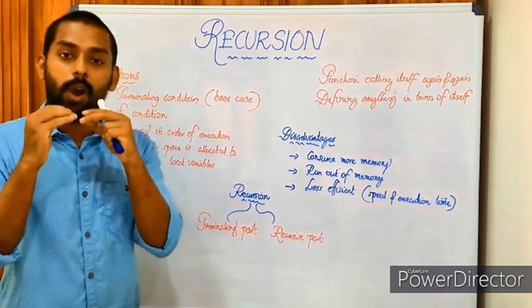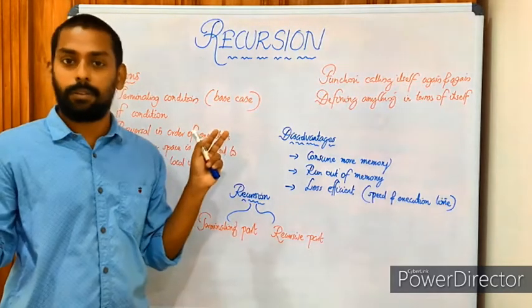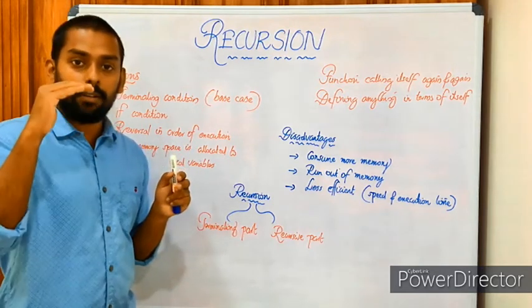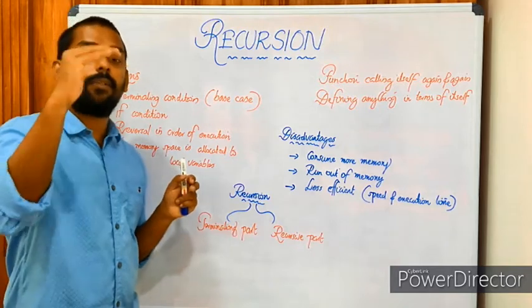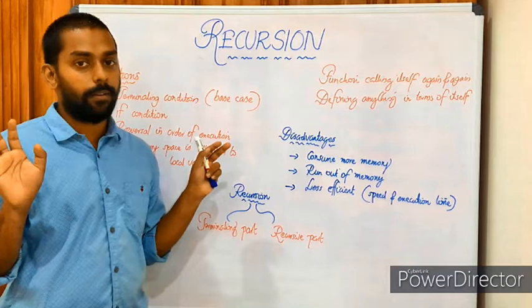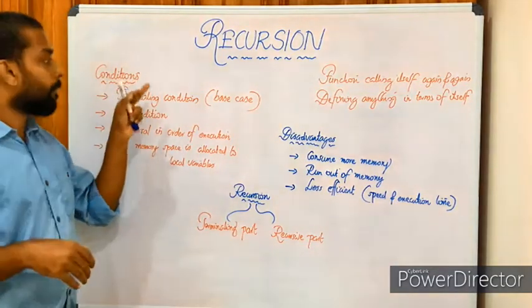Just by including the calling statement of a function inside the definition part of that function. Simple. It is that simple. Including the calling statement of a function inside the definition part of the same function. Through this we can implement recursion. Then let's see some of the conditions to be applied.